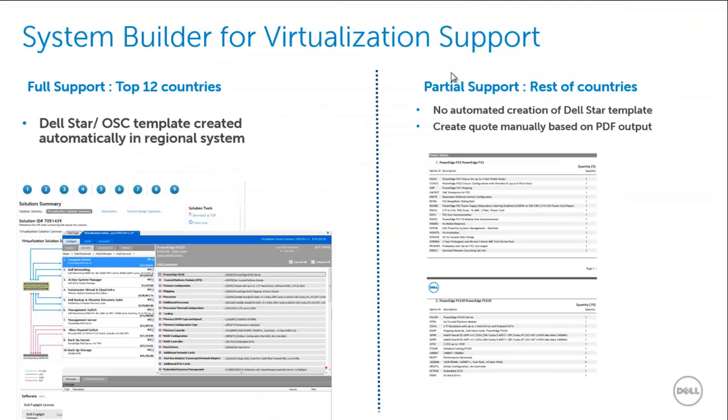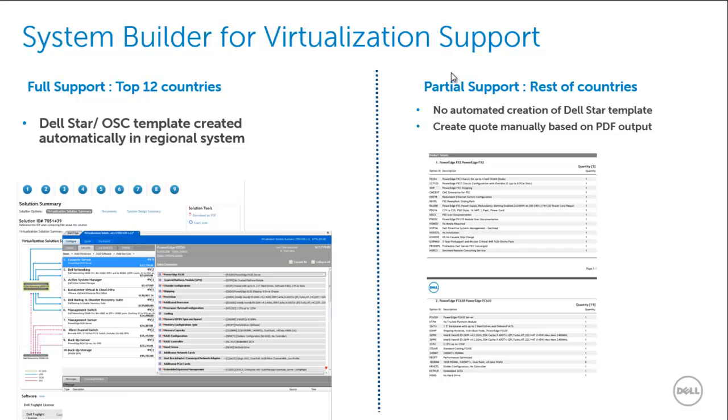Before we close out, though, I want to talk about support for System Builder across various countries. There are two levels of support that System Builder has. One is full support in about 12 countries. Those 12 countries include US, Canada, Mexico, Brazil, UK, Germany, France, Japan, China, India, Australia, and New Zealand. These are the top 12 countries where we are enabling System Builder to ensure that it can actually create that Dell Star or OSC template in that specific country system.